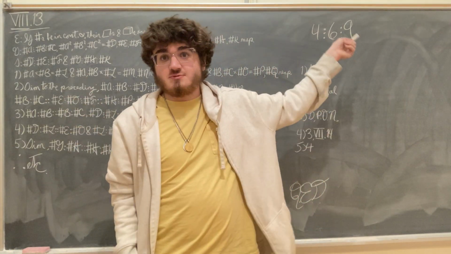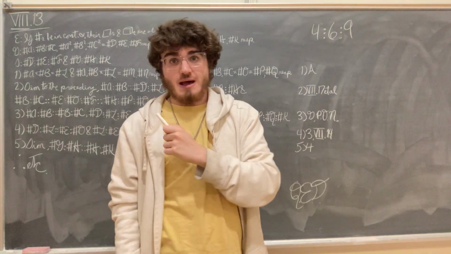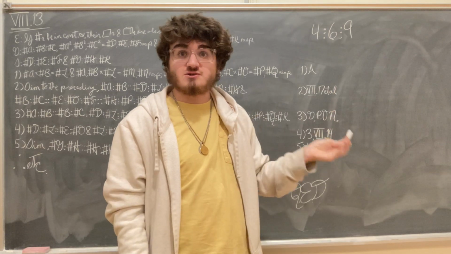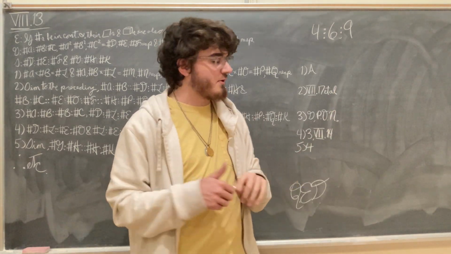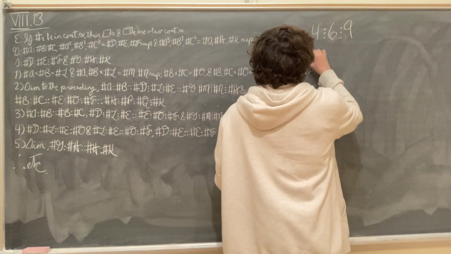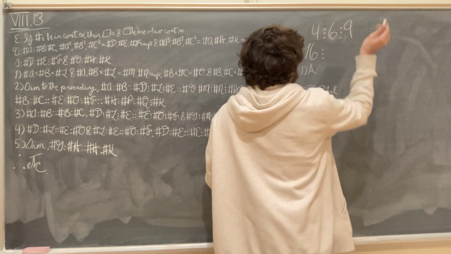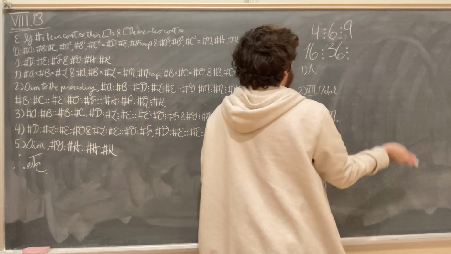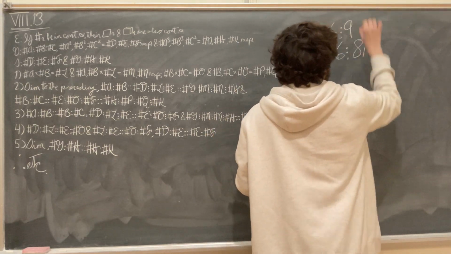So we have three numbers which are in a continued proportion. What this proposition allows us to say is that if we square all three of these numbers, those squares will be in yet another continued proportion. So let's play that out. 4 squared is 16. 6 squared is 36. And 9 squared is 81.